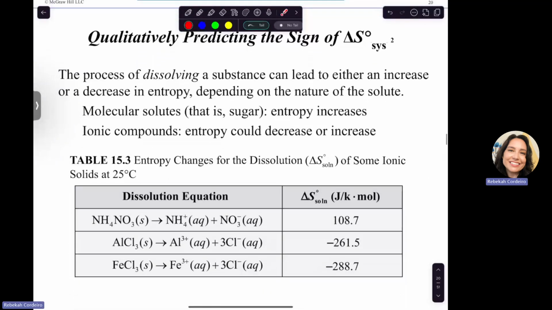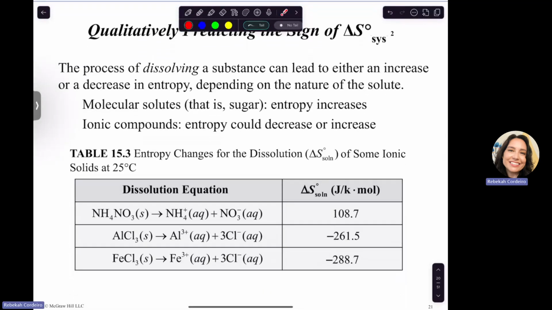So dissolving a substance can either lead to an increase or decrease in entropy depending on the nature of the solute. So for molecular solutes, such as sugar, entropy is always going to be increasing. But with ionic compounds, sometimes entropy could increase or decrease. It just depends on the nature of the ions and how they work together.